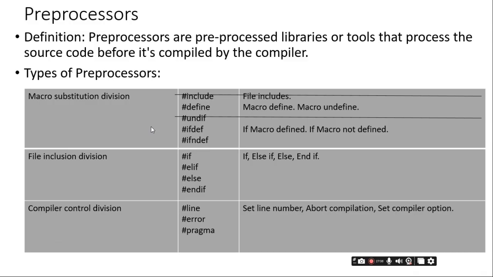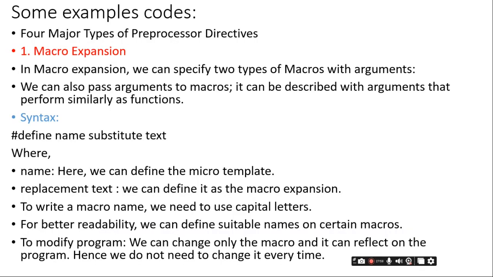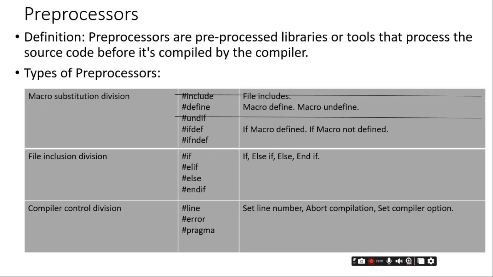So these preprocessors have basic 4 categories or types. One is macro substitution division, also called, in shortcut or simple words, macros. Then file inclusion division and compiler control division. And the last one is other preprocessors, the fourth type. We'll see them one by one in detail.